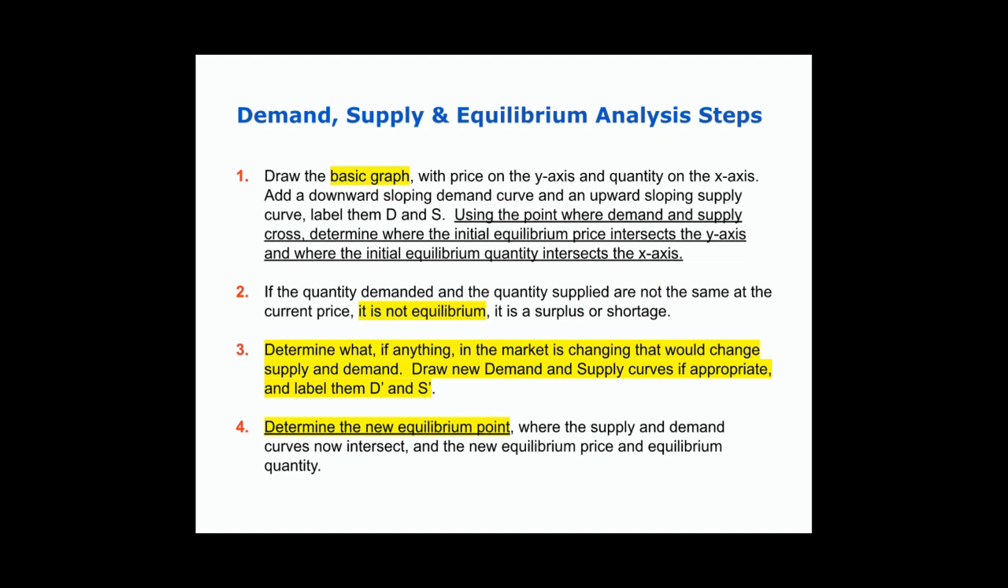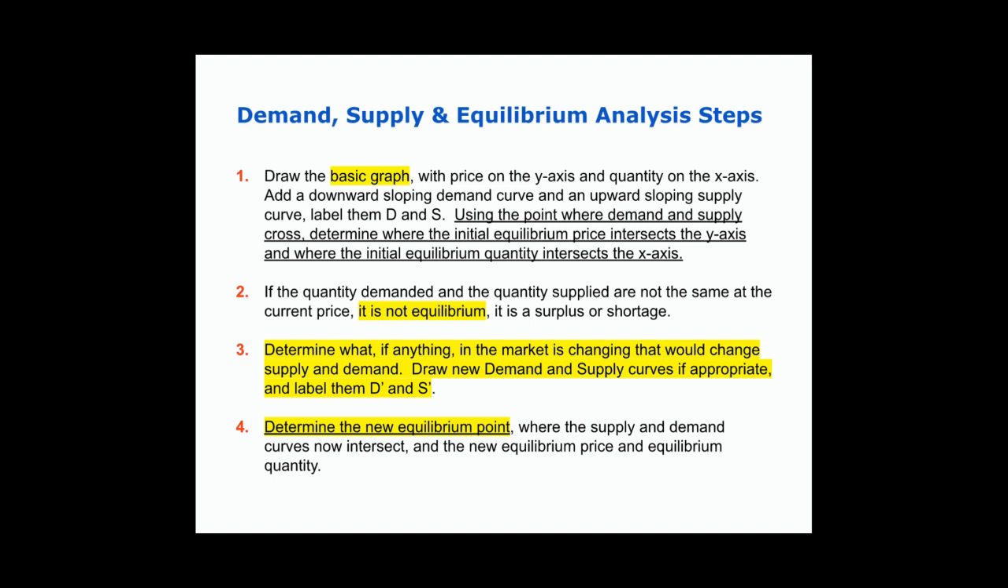First, you draw a basic graph. Price is on the y-axis and quantity is on the x-axis. Then we add a downward sloping demand curve and an upward sloping supply curve, and we label them D and S so we understand which one is demand and which one is supply. The point where the demand and supply curves intersect is the equilibrium point, which tells us the equilibrium price and the equilibrium quantity. If the quantity demanded and the quantity supplied are not the same, we're not in equilibrium. We either have a surplus or a shortage, but we're not in balance.